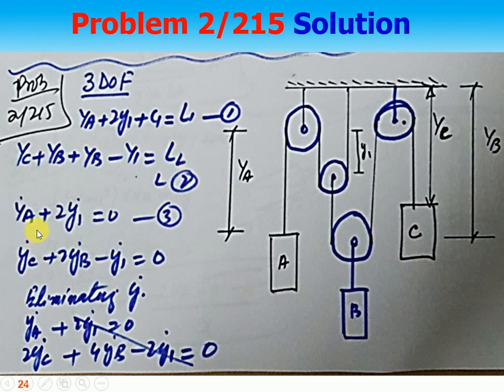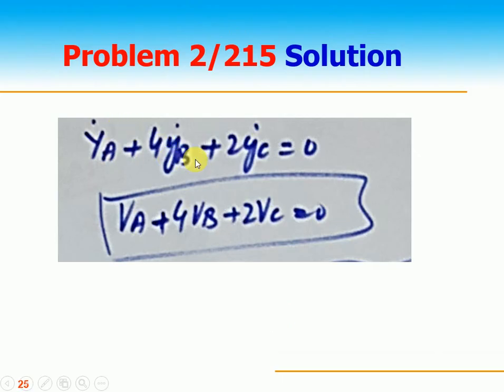So now take the derivative. Y dot A plus 2 Y1 dot is equal to 0. This is equation number 3. This is 1, this is 2, and this is 3. The third one, YA dot plus 2Y1 dot is equal to 0. For the next velocity, I take this derivative. YC dot plus Y dot B minus Y1 dot is equal to 0. Y1 dot is the intermediate velocity of this pulley, so therefore it should be eliminated. So I multiply this equation and add these two equations. Y1 dot is eliminated. And we get Y dot A plus 4 Y dot B plus 2 Y dot C is equal to 0. VA plus 4 times VB plus 2VC is equal to 0.